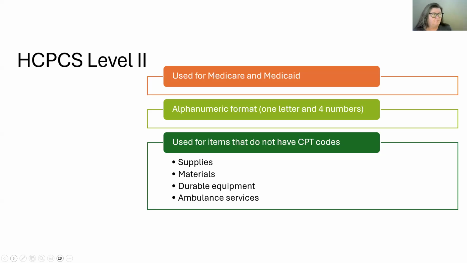HCPCS level 2. These are the ones that are in a separate book, not in the CPT manual, because those are the level 1s, and they are used for Medicare and Medicaid. They are in an alphanumeric format, so they have one letter and then 4 numbers afterwards. They look slightly different. This is the 1%. When I said 99% of them are 5 digits, this is the 1% that's not. And these are used for items that don't have CPT codes: supplies, materials, some durable equipment, ambulance services, things like that.